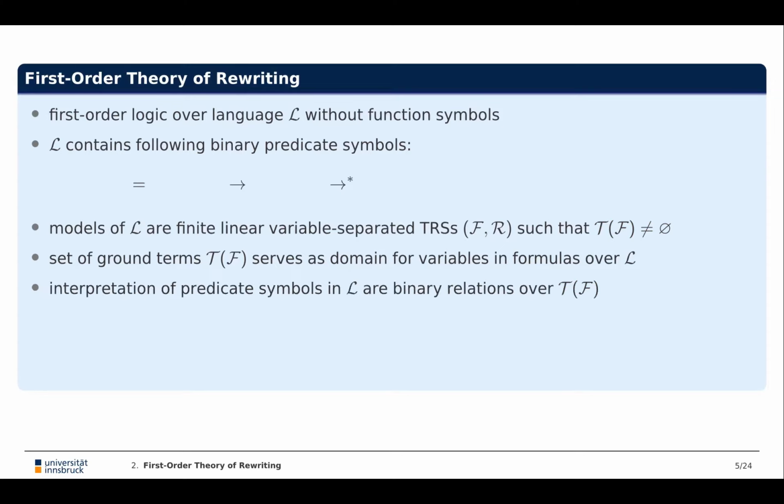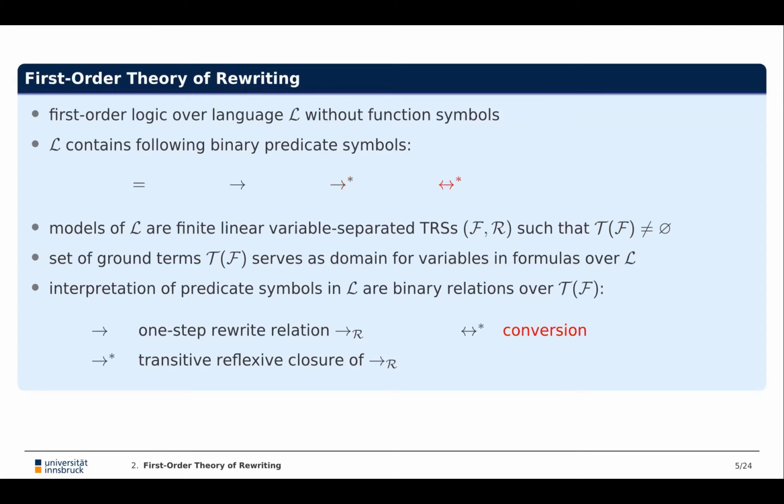The binary predicates mentioned are binary relations over ground terms and have the obvious meaning, such as the arrow is the one-step rewrite relation. With the star, it is the reachability relation, or the transitive reflexive closure of the rewrite relation. Equality also means the obvious thing. Naturally, we want to talk about other properties and predicates of rewrite systems as well, such as conversion and parallel rewriting. And there are many more, of course.